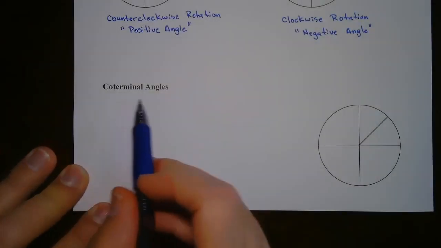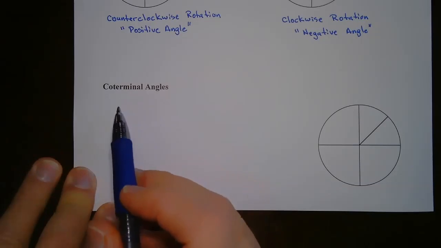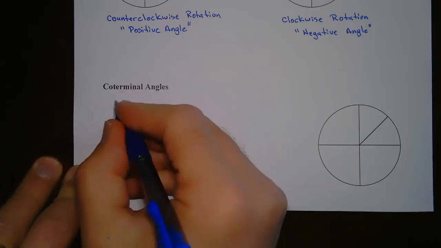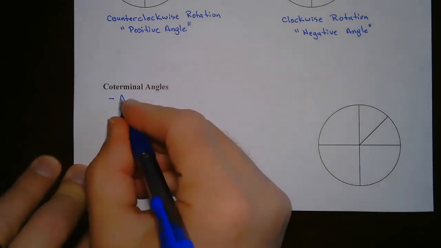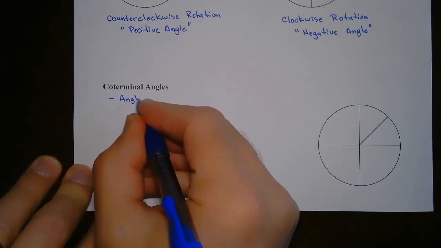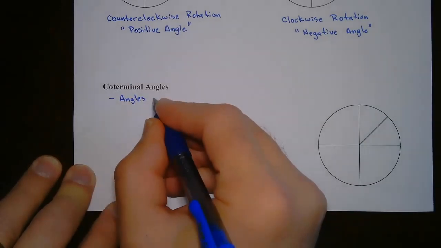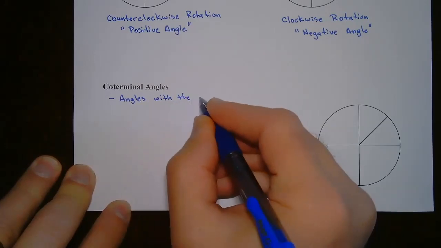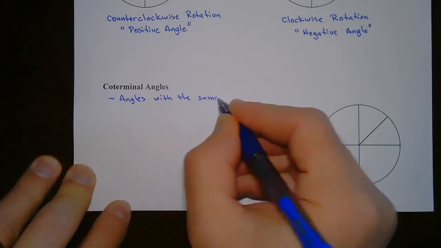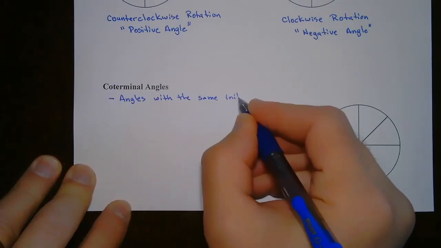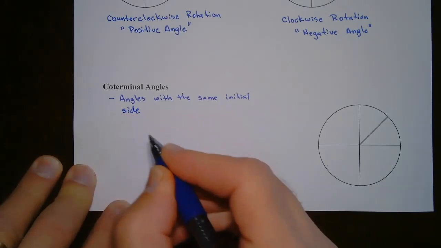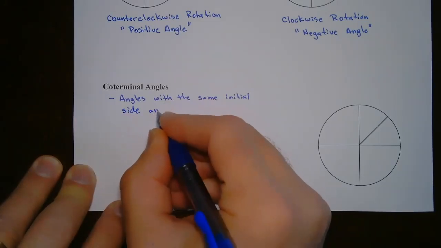So coterminal angles are angles with the same initial side and terminal side. So that's the definition of it: angles with the same initial side and terminal side.